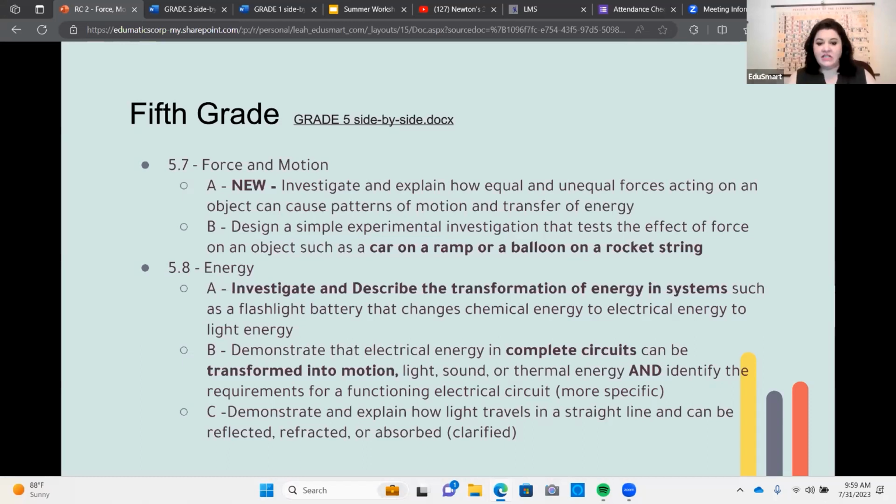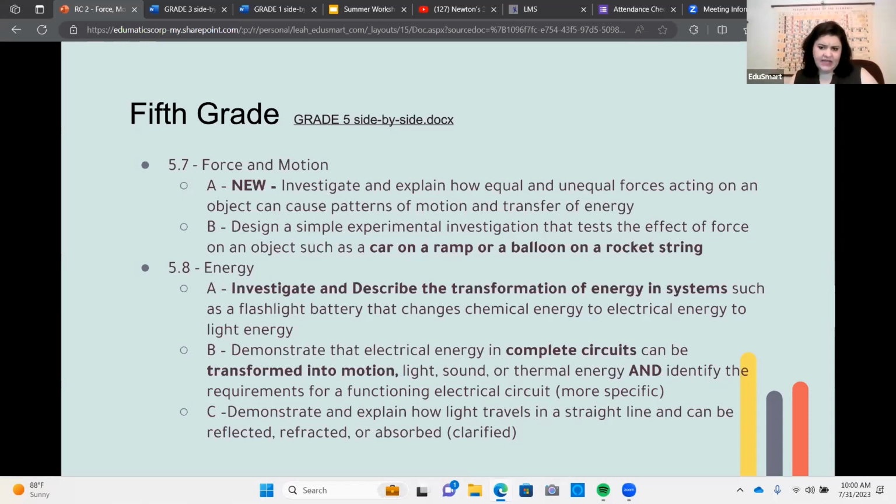And then we get to design a simple experimental investigation. Notice now it's an experimental investigation. That means you have variables and they actually need to understand what like an independent and dependent variable and all of that. So we're designing a simple experimental investigation that tests the effects of force on an object, such as a car on a ramp or a balloon on a rocket string.